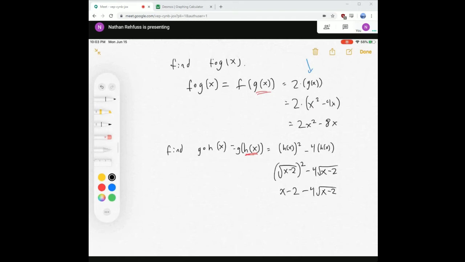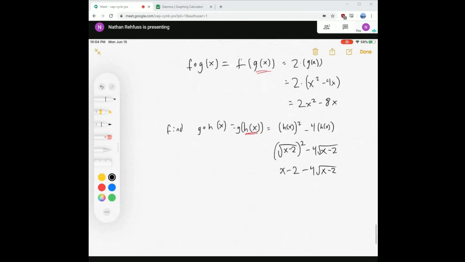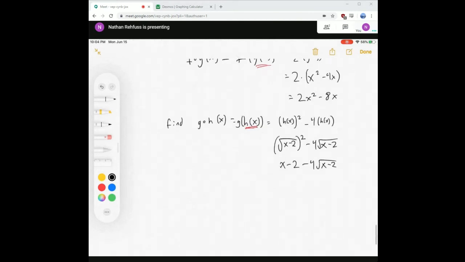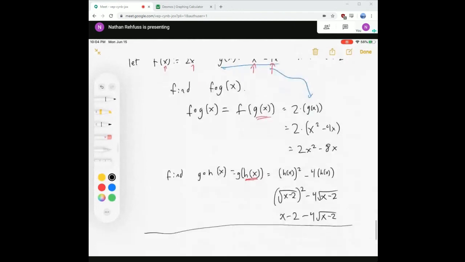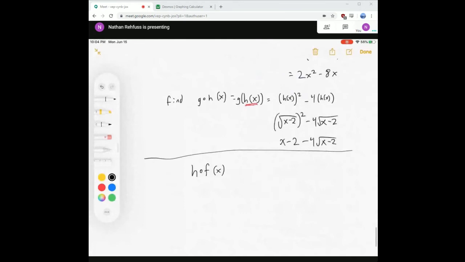Okay. Finally, so that's how to make the formula. Try doing h of f of x on your own just to make sure you've got it. So this is the square root of f of x minus 2. And f of x was 2x, so this is the square root of 2x minus 2. Okay.